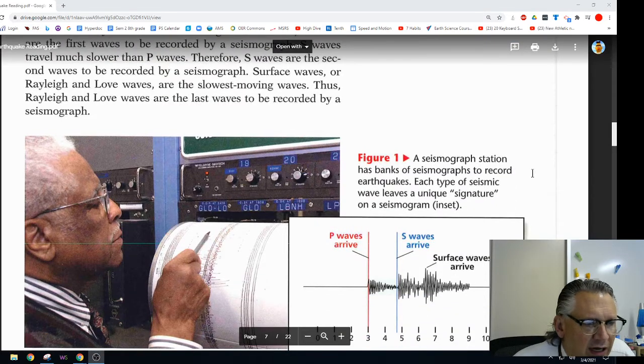Figure 1. Seismograph stations have banks of seismographs to record earthquakes. Each type of seismic wave has a unique signature on a seismogram.